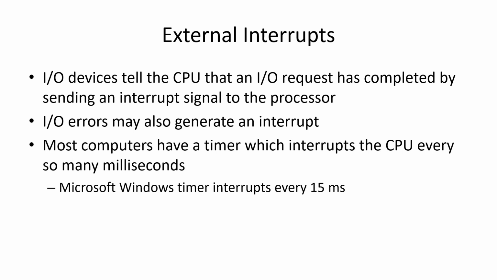External interrupts tell the CPU that some I/O device is done and wants the operating system's attention. Usually this occurs because something has completed, although occasionally because something is malfunctioning and the operating system needs to know that something is not working right. And again, there's that CPU timer that goes off on a regular basis. In Microsoft Windows, the timer interrupts every 15 milliseconds, just so the operating system will always get control every 15 milliseconds.